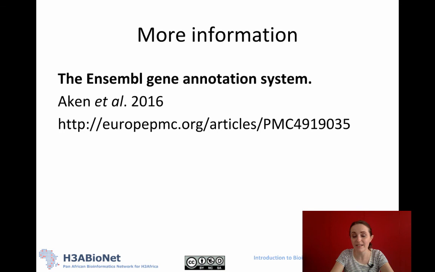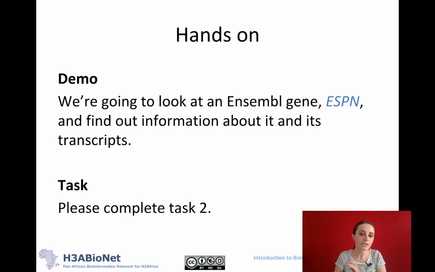If you're interested in finding out more about how gene annotation occurs in Ensembl, we do have a paper that you can look up. So I'm going to do a demo looking at an Ensembl gene. The gene is called ESPN, which is involved in actin bundling, and it's known that mutations in this gene cause deafness. So we're going to find out information about it and its transcripts. After the second demo, then you can have a go at task 2 on your worksheets.